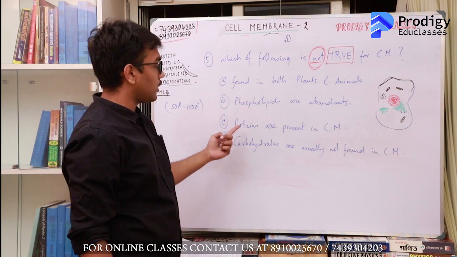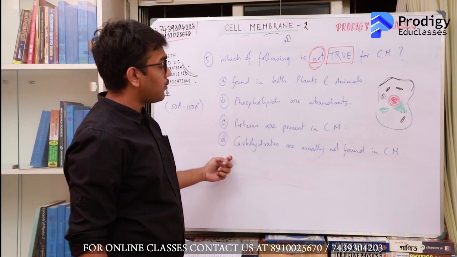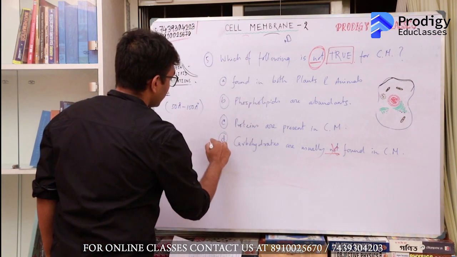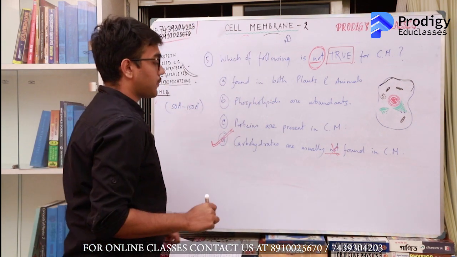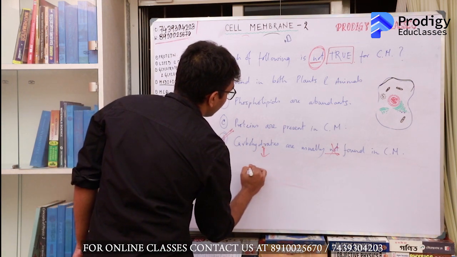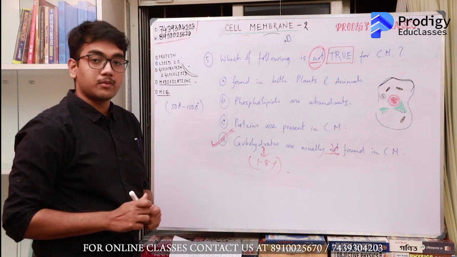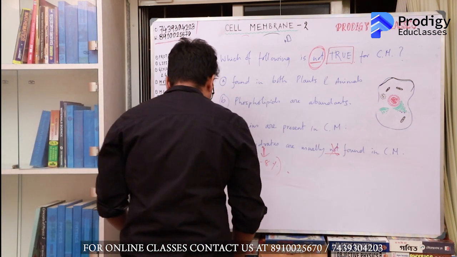Phospholipids are abundant, proteins are present in the cell membrane. Carbohydrates are usually not found. Now this is wrong. So this will be your correct option, because carbohydrates are formed, as you know, in the form of oligosaccharides, and they are 1 to 8% and are responsible for cell recognition and cell signaling. Okay.